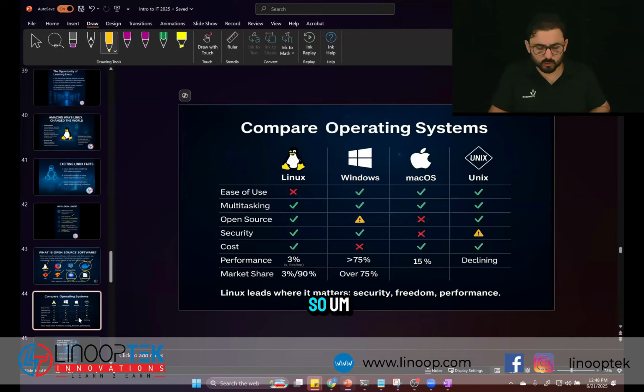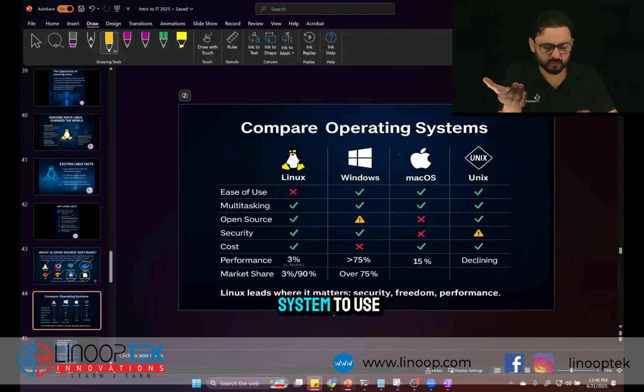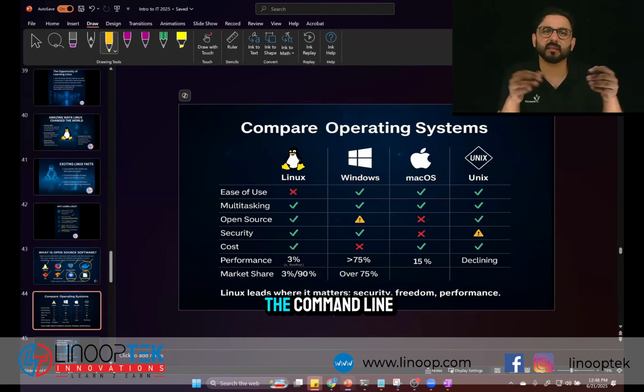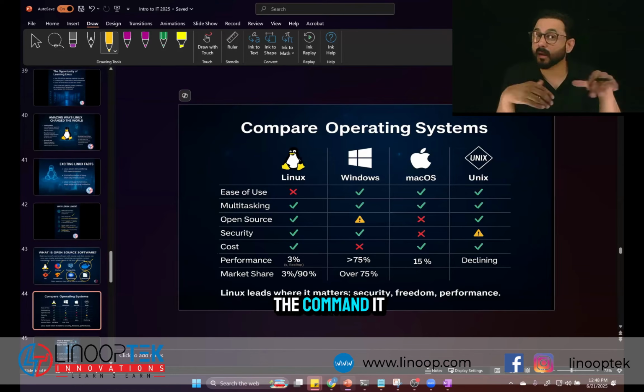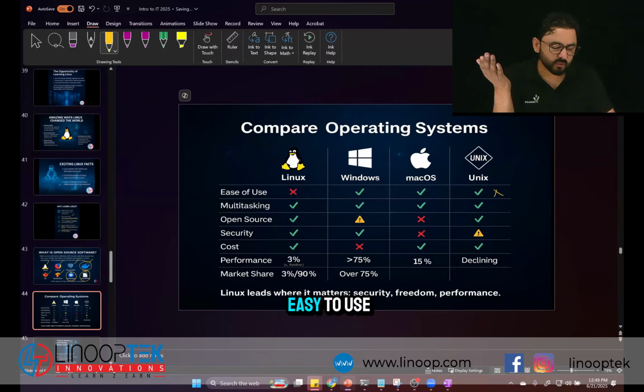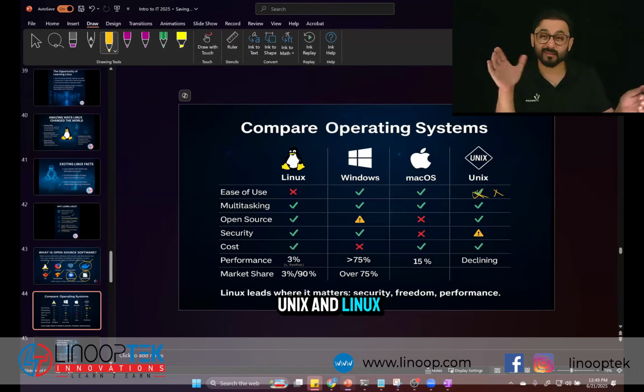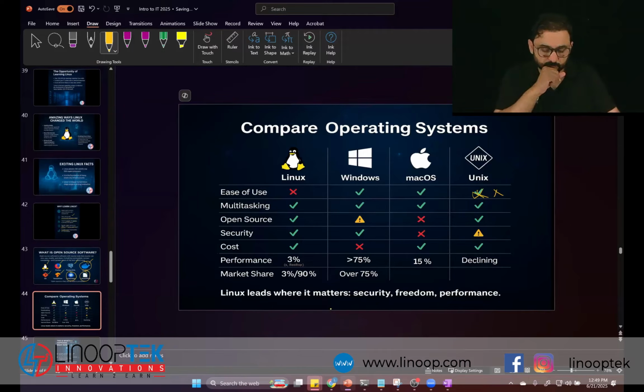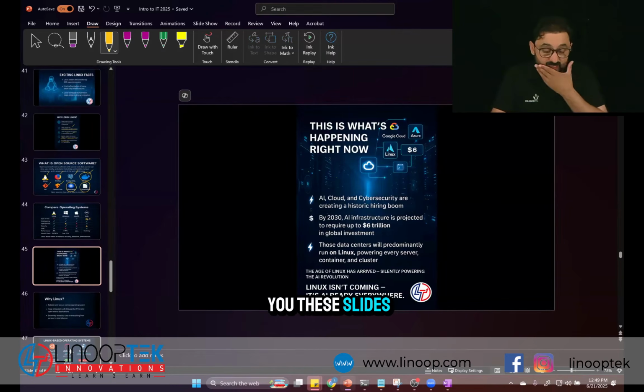Okay, and then we're going to continue to talk about ease of use. Linux is not the easiest operating system to use because it has the command line interface. You type in the command, it does something for you. Windows is absolutely easy to use. Mac is easy to use. Unix, I would say it is not easy to use. This is a mistake over here. Unix and Linux are alike operating systems. They're all multitasking. So anyway, you can read about this slide. I don't want to take your time on these things. I will give you these slides.